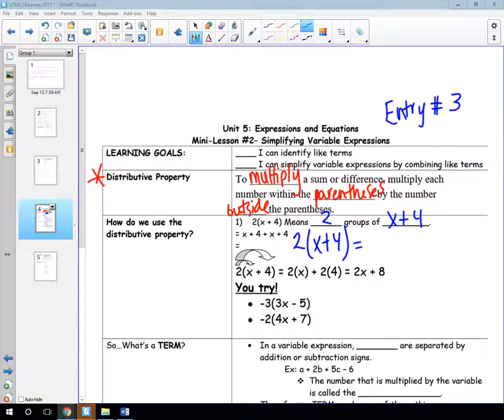So if I were to write that out, that would mean I'd have x plus 4, and then plus another group of that, which would be x plus 4. Okay? And then we could combine like terms. We have an x plus another x, which would be 2x. And then we have 4 and 4, which is positive 8.